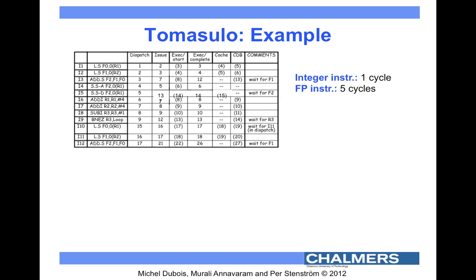So here is an example of Tomasulo. We have an integer instruction of 1 cycle and a floating point instruction of 5 cycles. Each entry is a clock cycle number, and the task is to fill the table clock by clock.